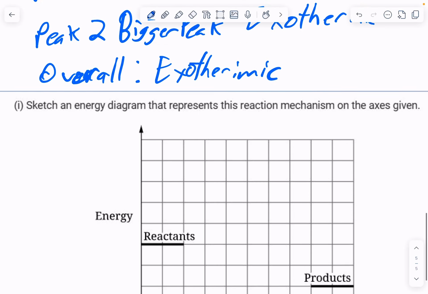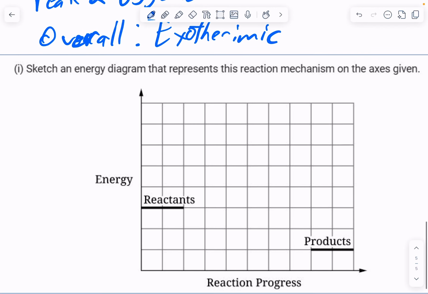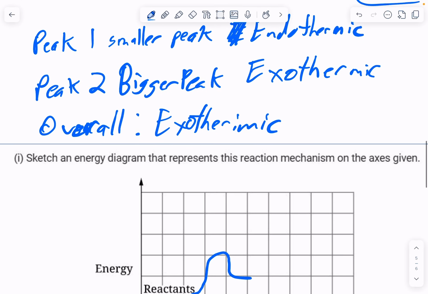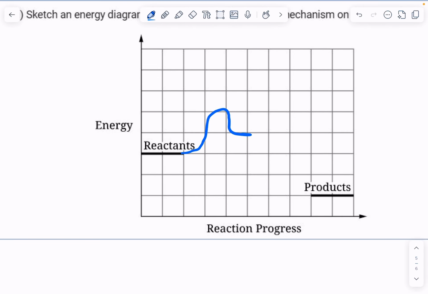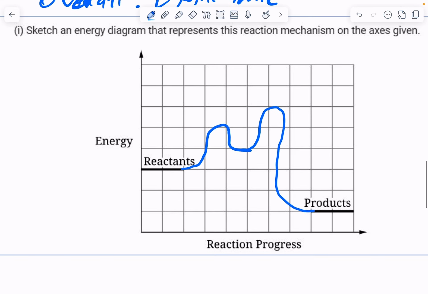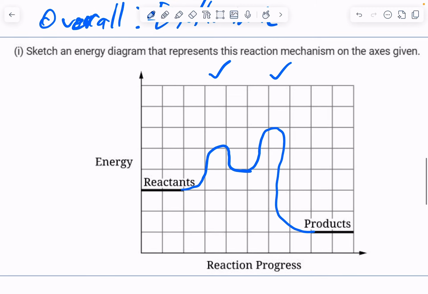Peak 1 has to be smaller and endothermic. So we can do something that's smaller, but it ends up right here. It's endothermic, so that works. And then the next one has to be exothermic and a bigger peak, so I'll give it a bigger peak and drop it down here. So this fits. This would give me all the points that I need for this question. Peak 1 fits, it's smaller and endothermic. Peak 2 is bigger and it is exothermic. And the overall reaction is exothermic. So on all counts, we are good for this reaction.